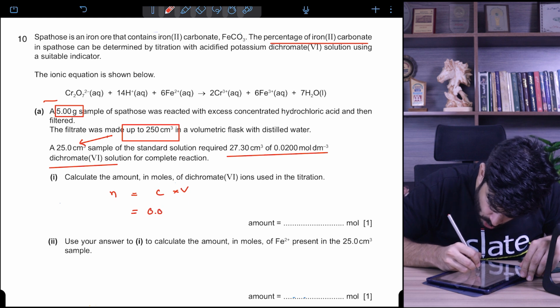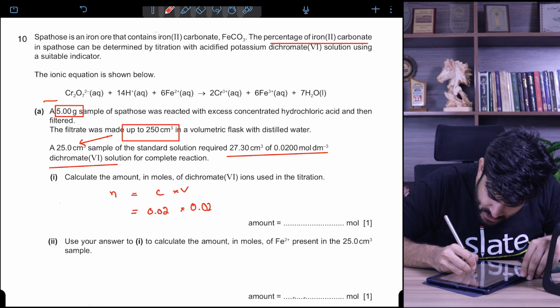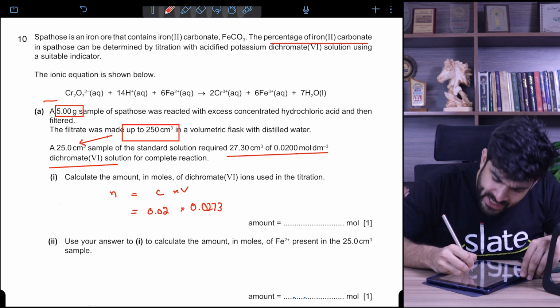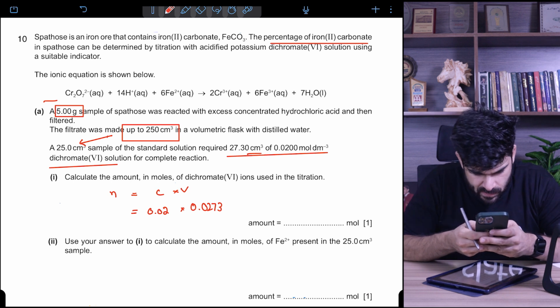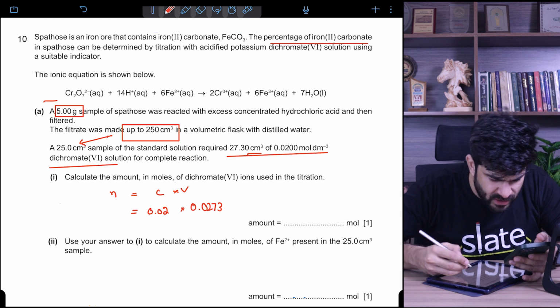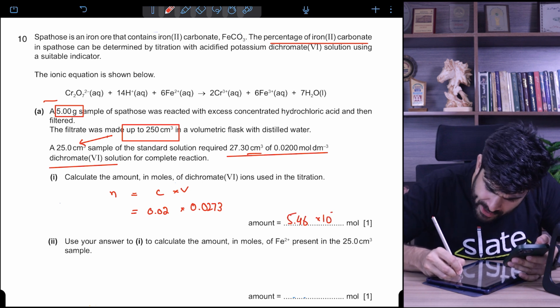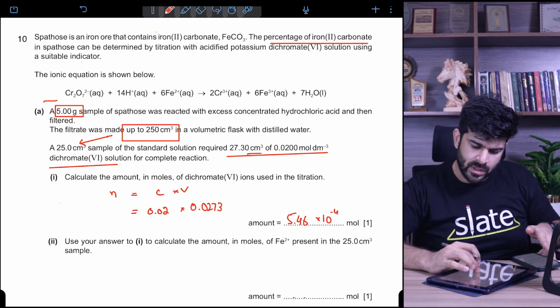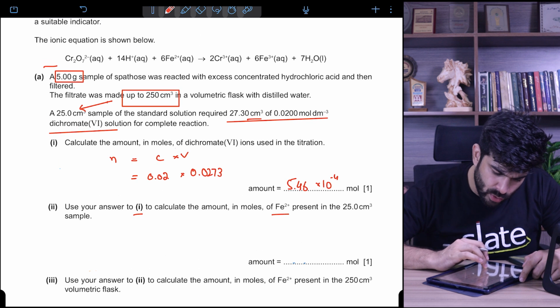So 0.02 moles into mole per dm cube into 0.0273, which is dm cube, not the centimeter cube. So this gives us a value of 5.46 into 10 raised to the power minus 4. Simple calculation. Use your answer in 1 to calculate the amount in moles of iron 2.